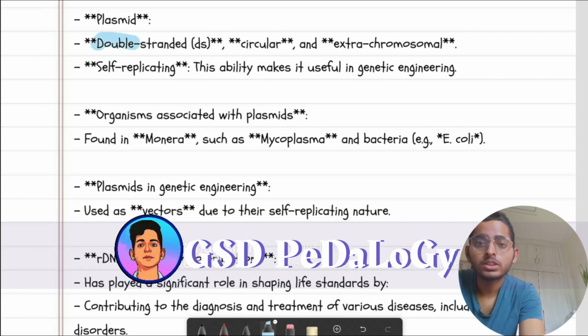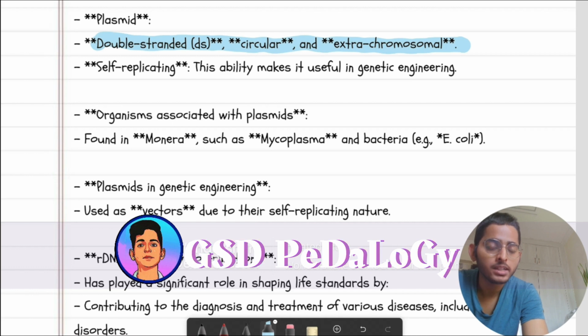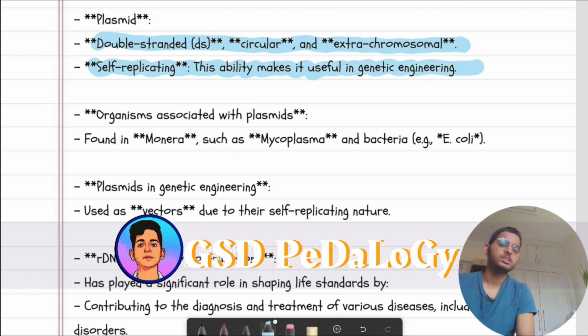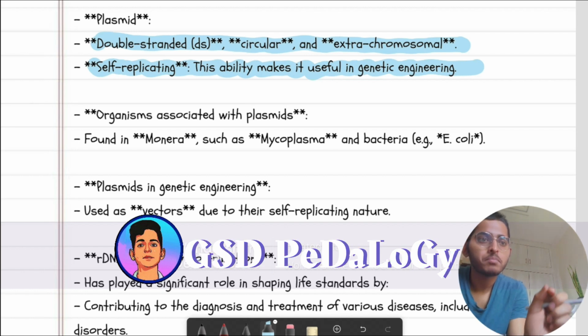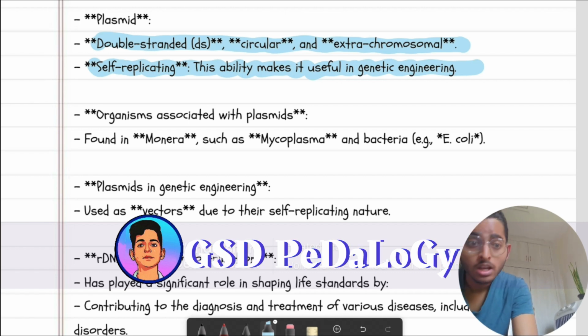Now comes what a plasmid is. A plasmid is a double-stranded, circular, extra-chromosomal part of the bacterial genome which is able to self-replicate, and this ability makes it useful in genetic engineering. So a plasmid is a discrete structure that is able to reproduce itself autonomously. It is not dependent on the bacterial DNA, the main DNA of bacteria. That's why it is used in genetic engineering, as we need a vector which is able to multiply itself after going inside the host organism.